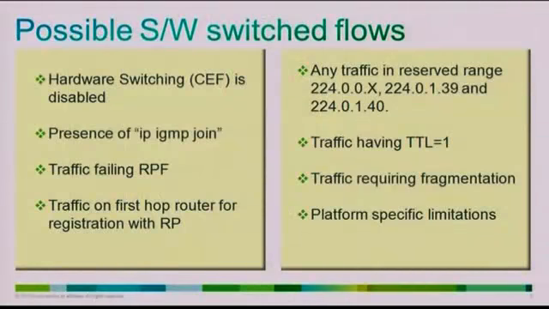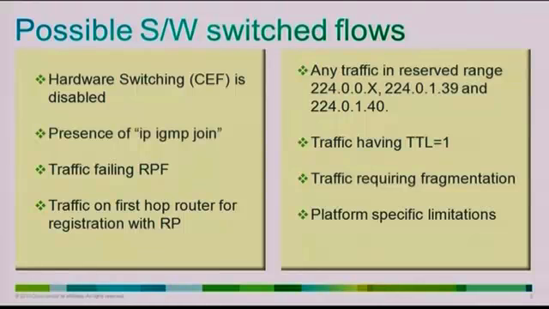Definitely, Satish. So let's first look at a few of the most common scenarios which we see in customer deployments that result in the traffic being software switched. The first thing we'll talk about is Cisco Express Forwarding, CEF. If Cisco Express Forwarding is disabled on your router, then the traffic would have to be software switched. It holds true for both unicast as well as multicast traffic. So we need to make sure that CEF is enabled when you're trying to configure multicast traffic in your network.